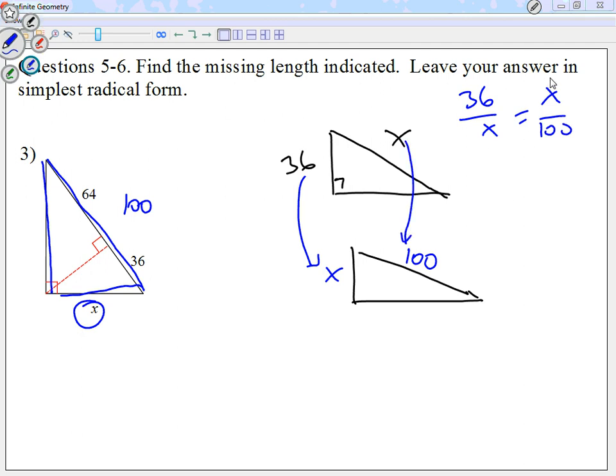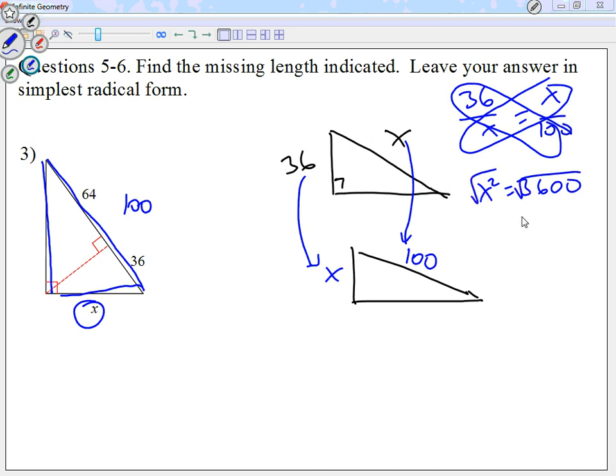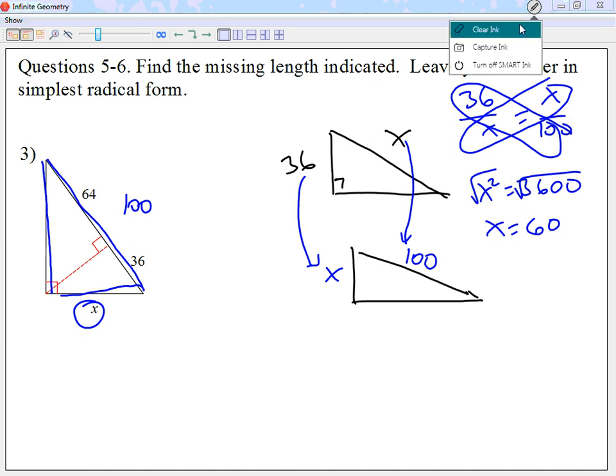Cross multiplied. X times X, I get X squared. 36 times 100, I get 3600. To get the X by itself, let me get the square root on each side. And I'm going to get that X is equal to 60. Any questions on this one?